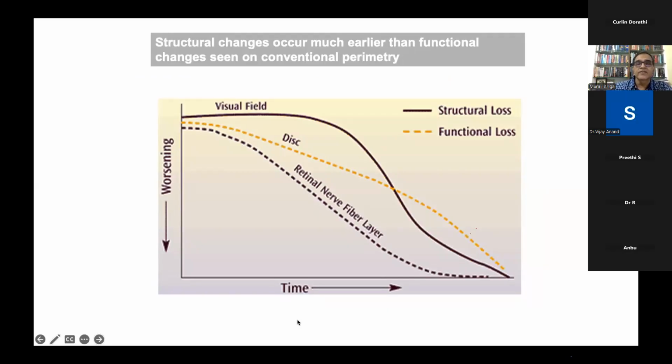Obviously, nothing in medicine is always true or always wrong. In certain patients, you will find the field loss occurs earlier than what you see on the structure. In most patients, you will find the structural changes are seen earlier than on functional tests like perimetry. But standard teaching has been that structural changes are usually seen earlier than changes on conventional perimetry.